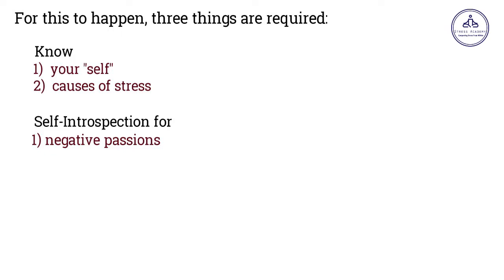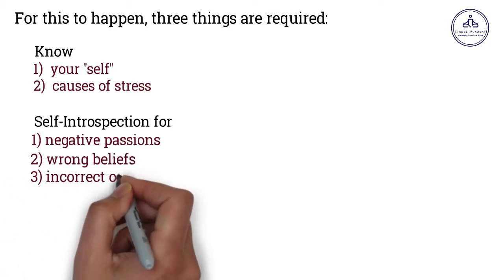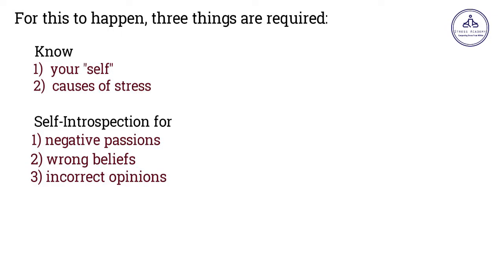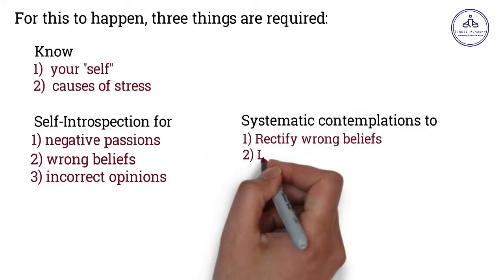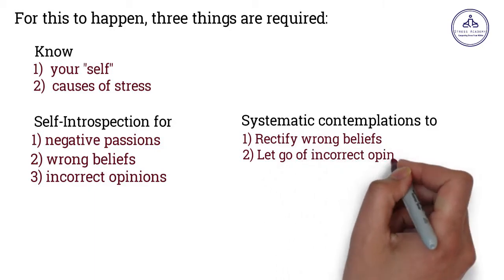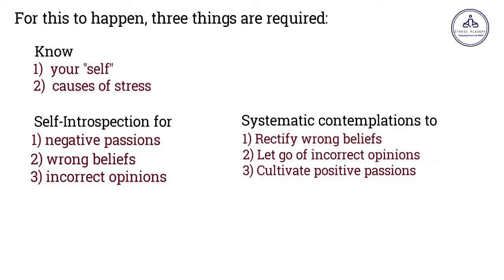Introspection to identify active, dormant, and potential forms of negative passions such as anger, ego, deceit, greed, fear, and grief, along with underlying wrong beliefs and incorrect opinions. 3. Systematic contemplation to rectify wrong beliefs, incorrect opinions, and negative passions by cultivating positive passions.